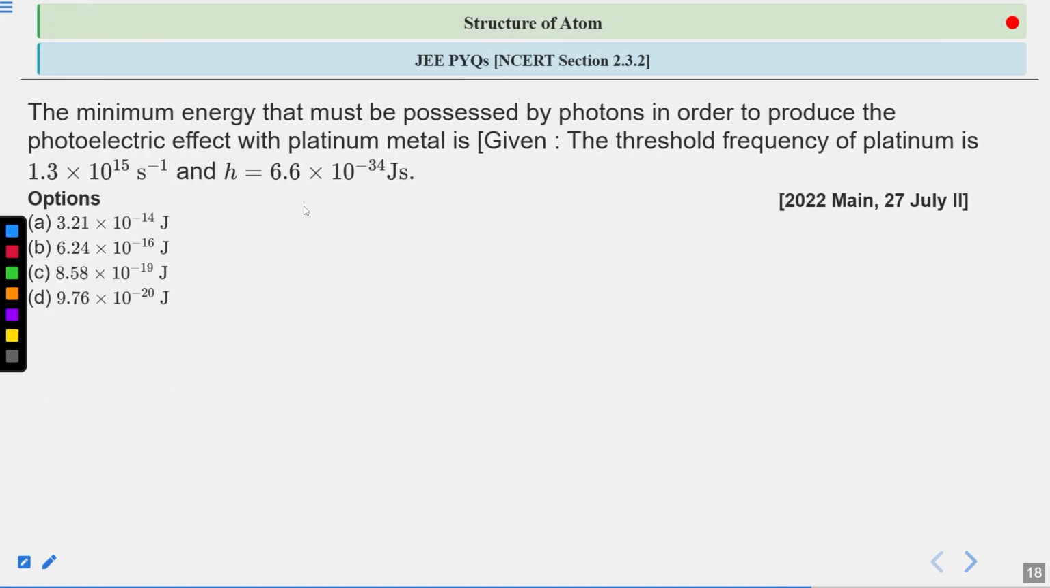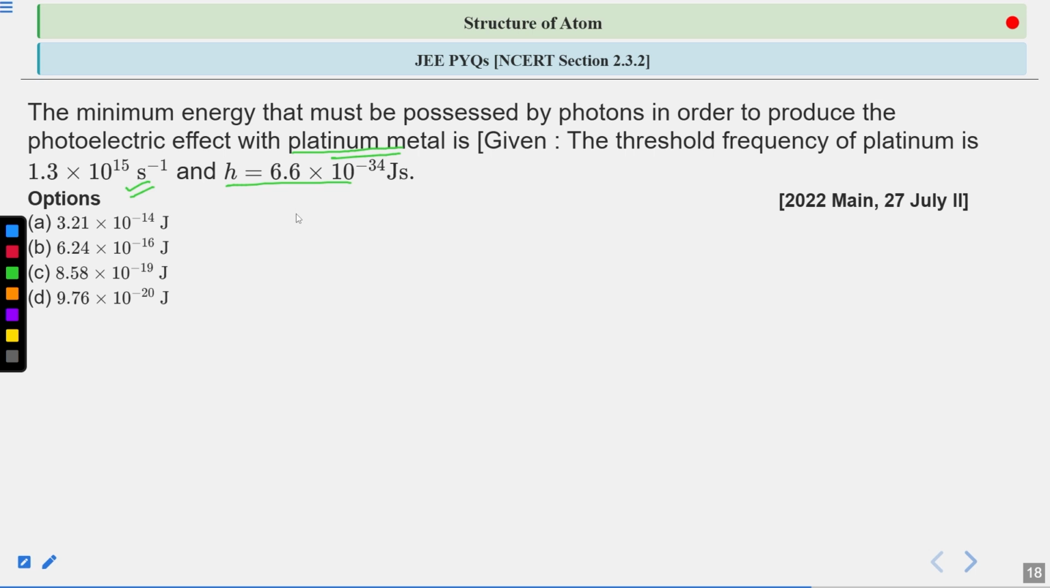Here is your next question. This was asked in the 2022 mains exam on 27th of July in the second shift. The minimum energy that must be possessed by the photon in order to produce a photoelectric effect with platinum metal is to be calculated. A very good piece of information here is that the threshold frequency of platinum is 1.3 into 10 to the power 15 per second, and the h value is 6.6 into 10 to the power minus 34 joule second.